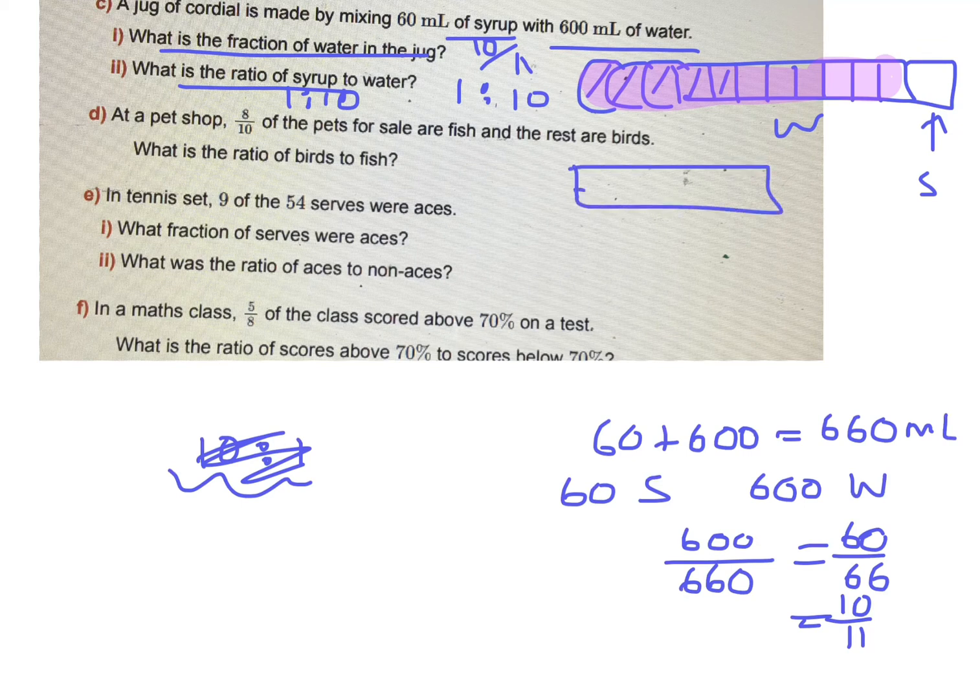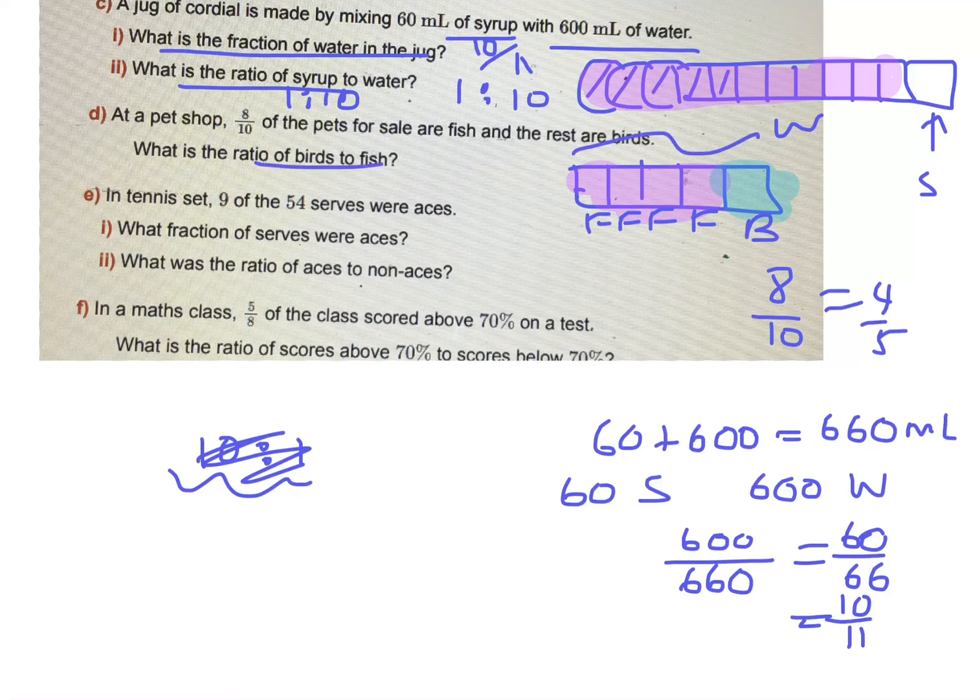The rest are birds. Okay, 8 out of 10 simplifies to 4 on 5. So if you break this up into 5 parts, that means that 4 parts out of the 5 parts will be fish. So they're all fish. And the rest are birds. So that means that there are 5 parts altogether.